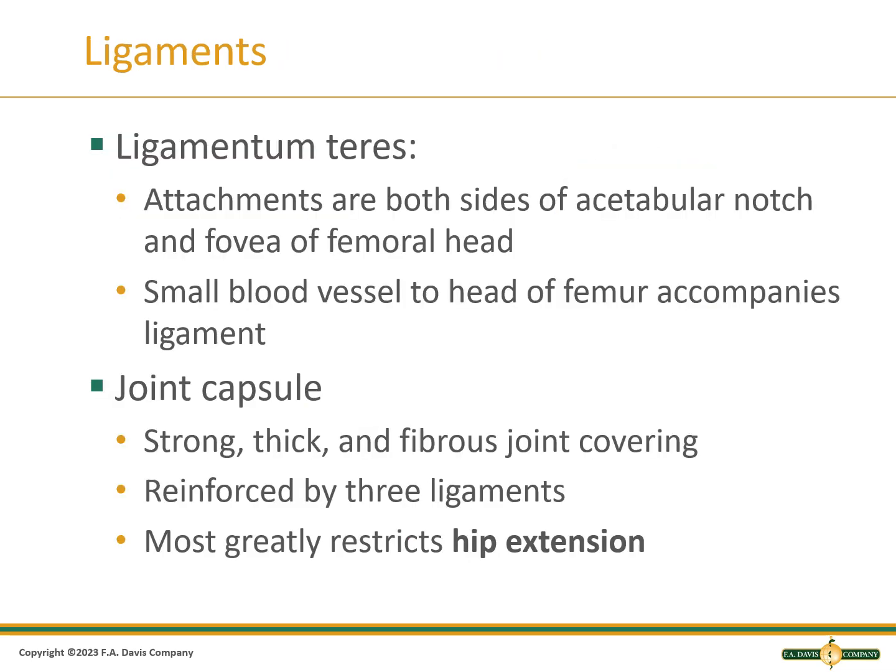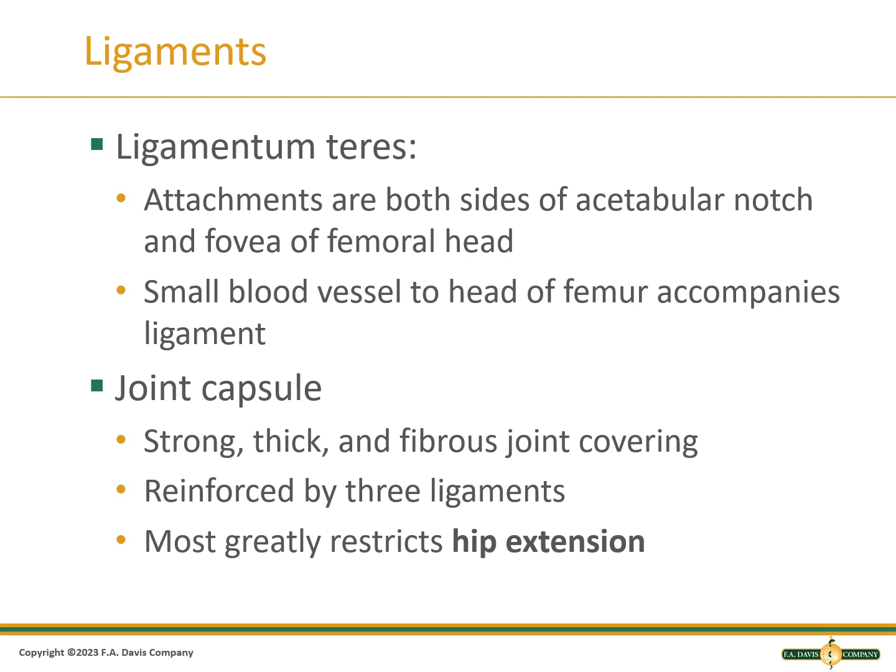Ligaments of the hip. So we'll start off with ligamentum teres. This is a very small ligament that runs from both sides of the acetabular notch to the fovea of the femoral head. And there's a small blood vessel to the head of the femur that accompanies this ligament, and disruption to this ligament can often result in disruption to that blood supply, which can result in avascular necrosis to the femoral head.